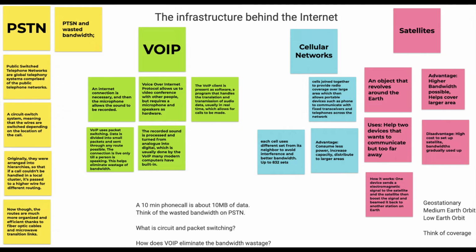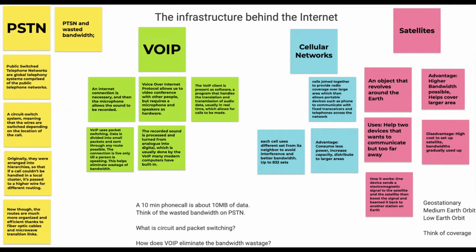But voice over internet protocol allows us to do all sorts of stuff like video conference, but it requires specialist hardware. So you just don't need a telephone receiver. You need a webcam with a microphone and a computer as well, and maybe a router and all of that. The VoIP client is normally a software, and this program handles the translation and transmission of audio or video data, which usually happens in real time. And it uses packet switching, which means data is divided into smaller packets and then sent through any possible route. Now, this is the reason why you end up avoiding that bandwidth wasted with PSTN.